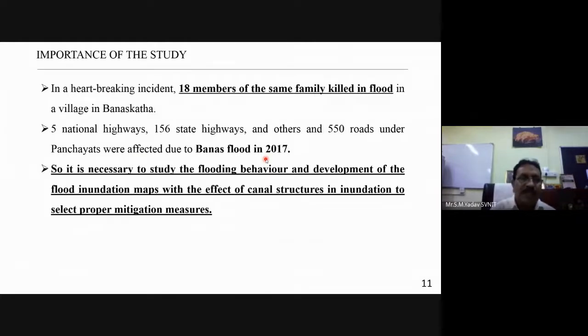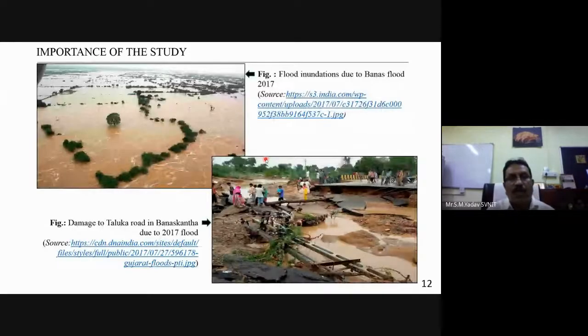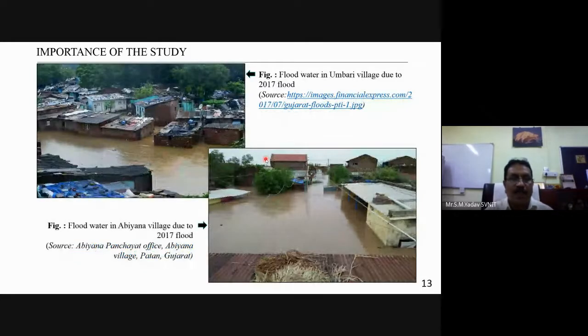So analysis was carried out to find out what can be the mitigation measures for these specific reasons. But before that, I am showing you some of the pictures of flood inundation due to the Banas flood in 2017. These are some other pictures. This is one village, Umri village, and you can see the houses are all kacha ones, and the depth of water you can see here in this picture.